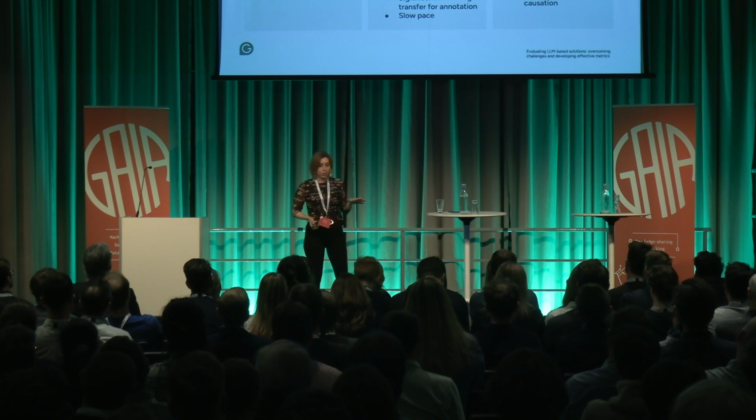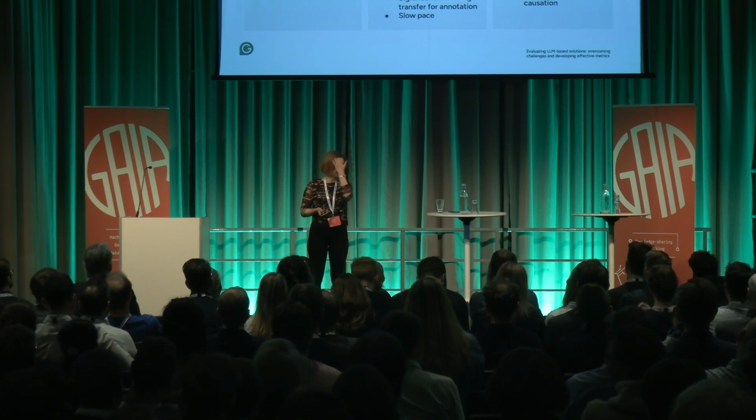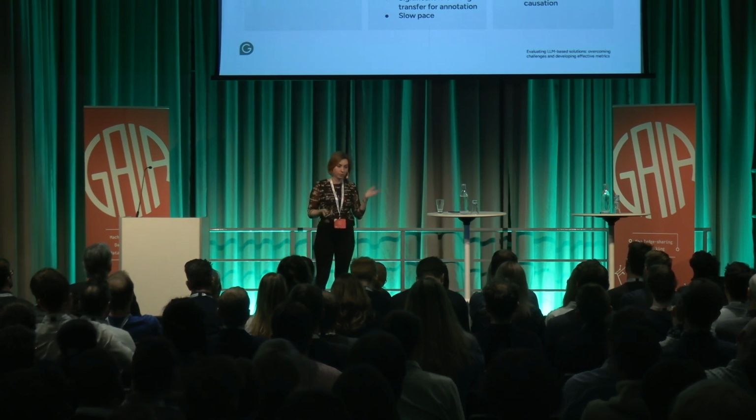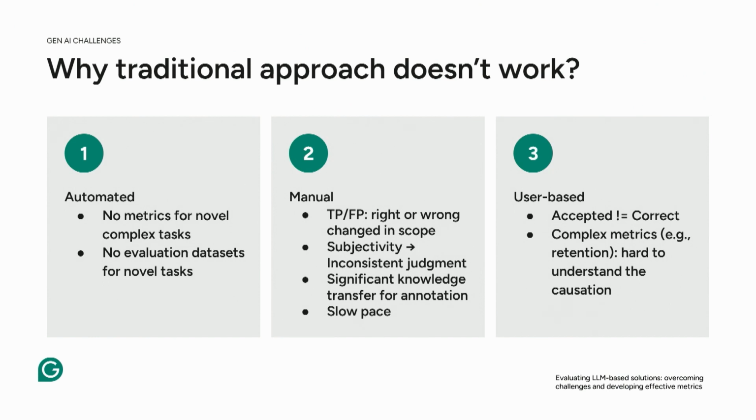Going back to this framework, so why doesn't it work? Automated metrics. The phenomena we are working with are very complex, multifaceted, and there's no single metric, there's no cure-all that can answer all the questions. So metrics do not exist for novel tasks. There are no evaluation data sets for novel tasks. So if you need to collect evaluation data, you basically need to collect it. You need to write guidelines and kick off the annotation process.